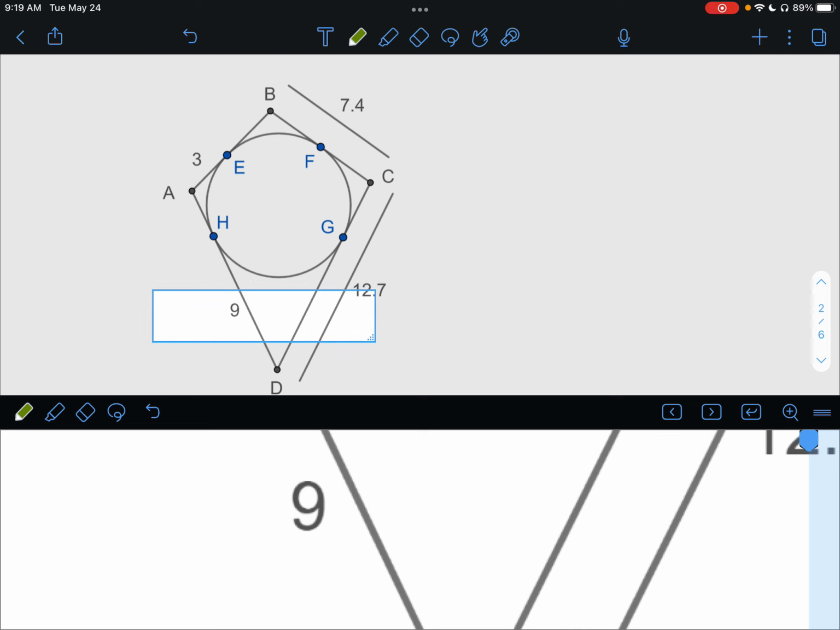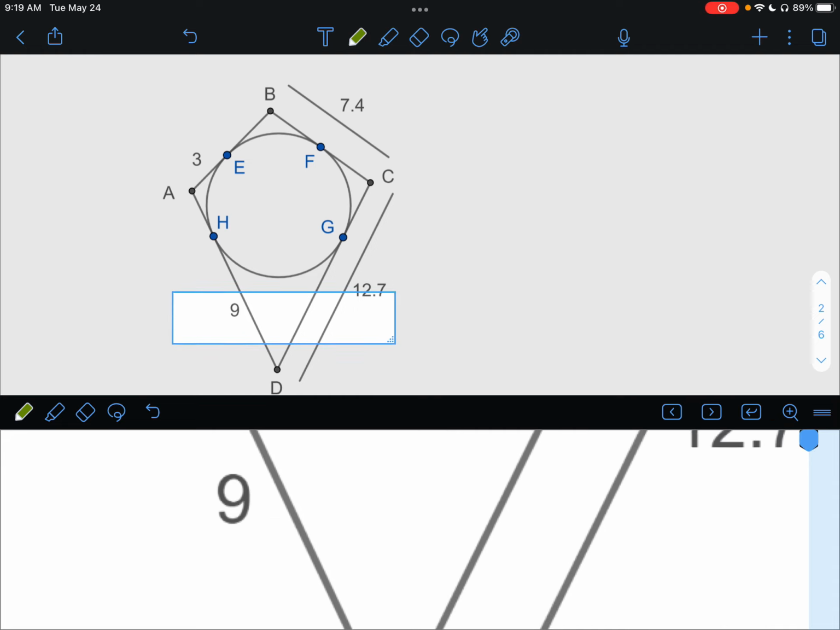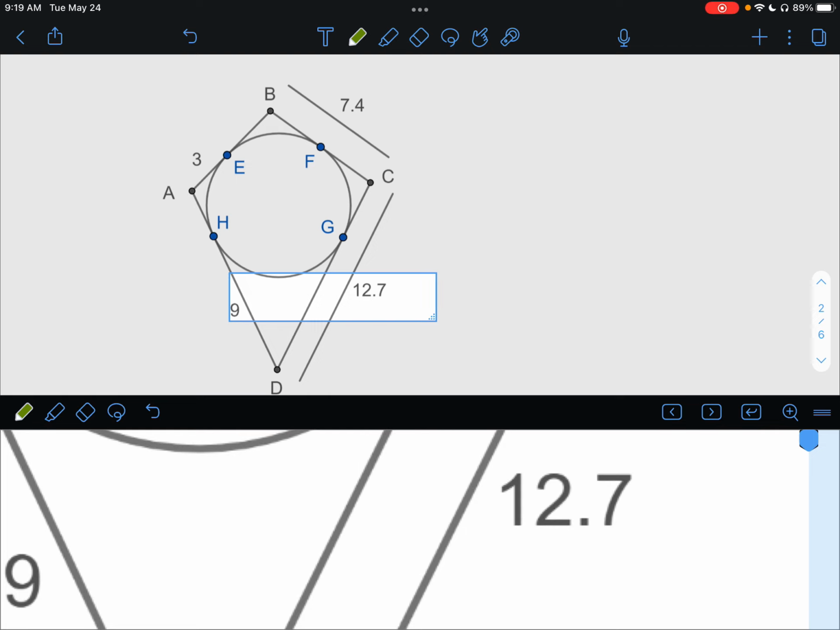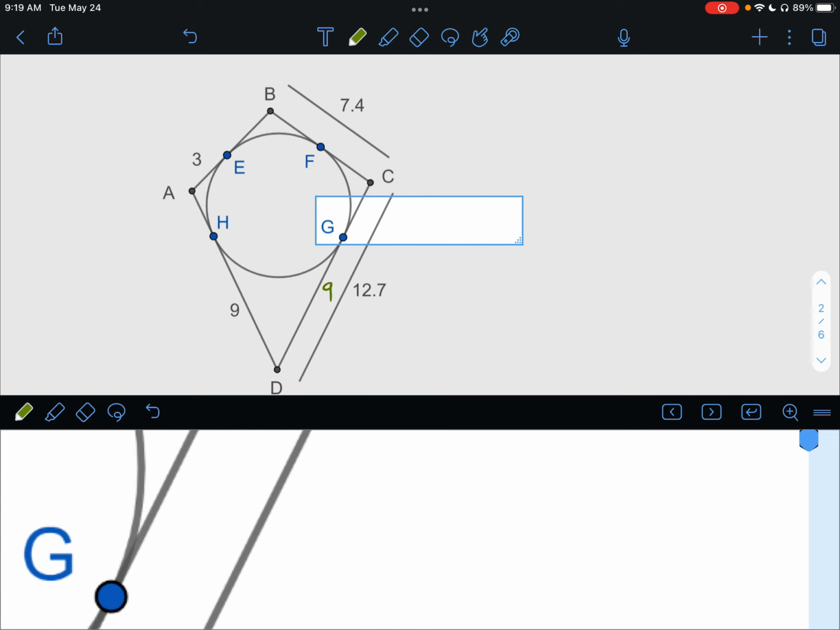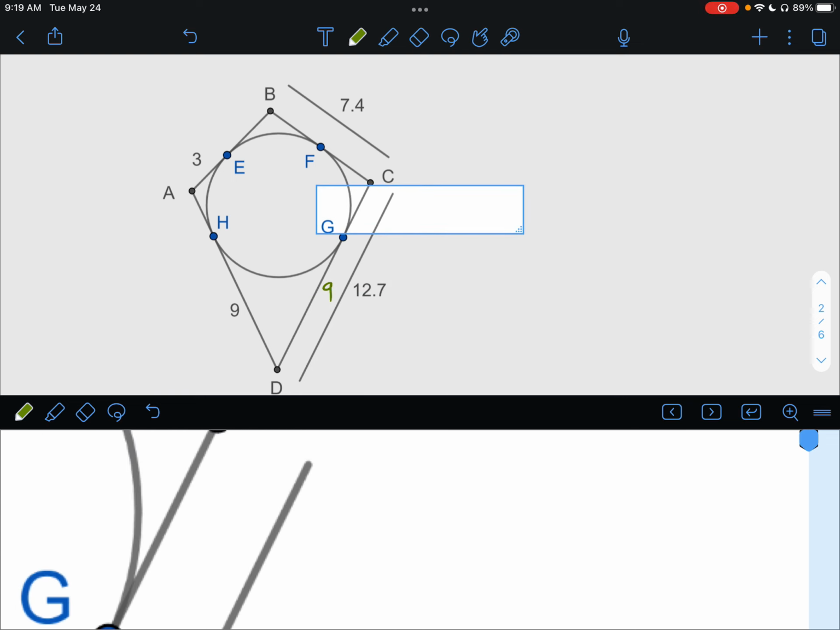If they're tangent to the same circle from the same outside point, then they have to be congruent, which means that if HD here is 9, GD here is also 9. And if this entire distance, CD, is 12.7, I can do 12.7 minus 9 to get to this point. This part right here has to be 3.7. So CG is 3.7.